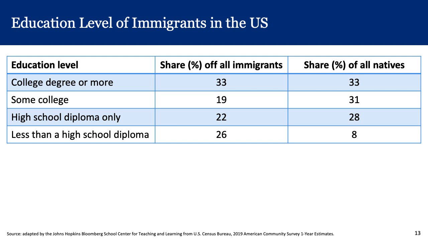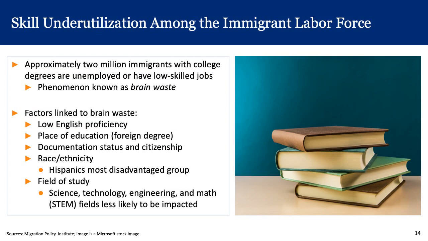In terms of education, immigrants in the United States are concentrated at both ends of the educational spectrum. Data from the U.S. Census Bureau 2019 American Community Survey indicate that about a third of adult immigrants had a college degree or more, while close to 50% had a high school education or less education. Now, among the immigrant workforce that has some type of higher education beyond high school, it is estimated that nearly 2 million immigrants with college degrees are unemployed or hold low-skilled jobs in the United States.